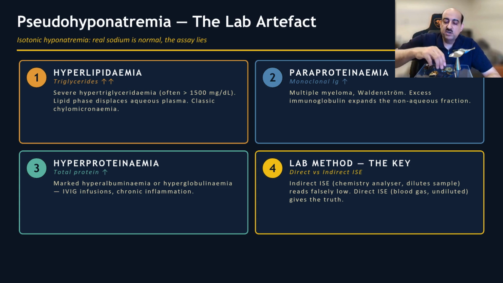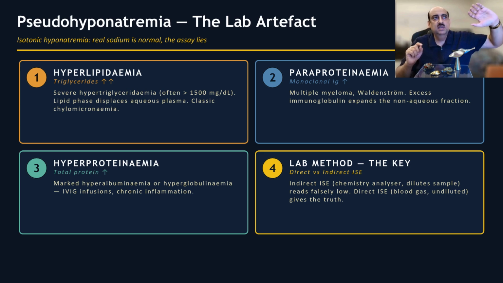What is the gold standard test? So you need to use the direct ISE method, which is through a blood gas analyzer, and that gives the correct reading. So if you have a clinical scenario with an abnormal lab result but a normal sodium level in the VBG sample, that clinches the diagnosis for USMLE and MRCP exams.